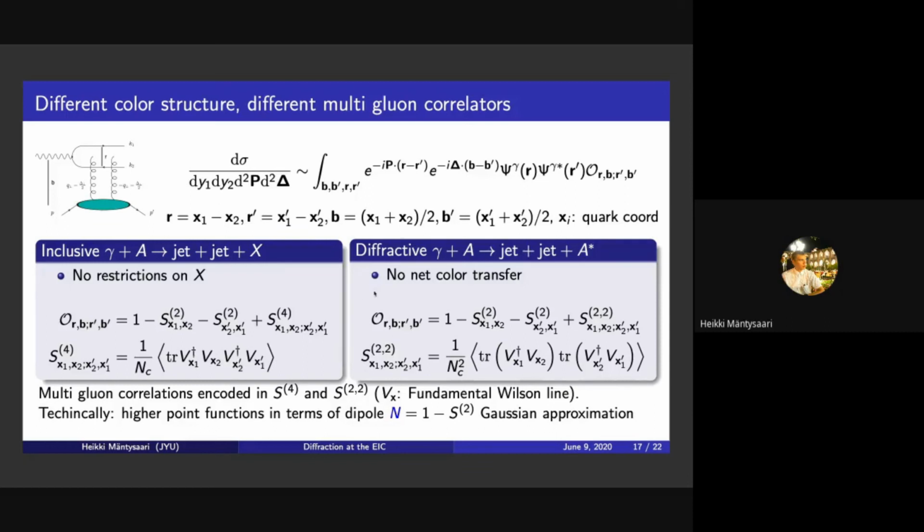Now, if I consider diffractive scattering, I require that these two jets have the same color. There cannot be net color transfer. This is color neutral, so this dijet system in the amplitude must be color neutral. Then I get a different operator structure, and you can compare inclusive and diffractive cross sections, where the nonlinear effects affect them differently, and as such measure or constrain the nonlinear dynamics.